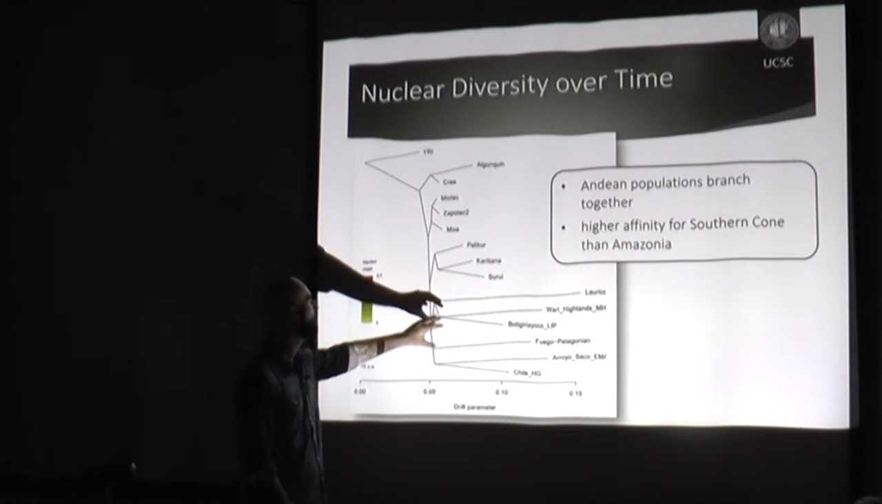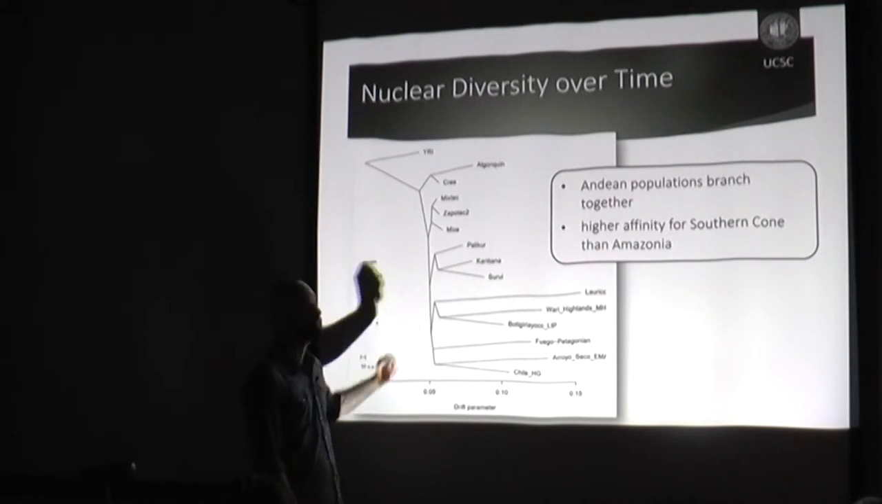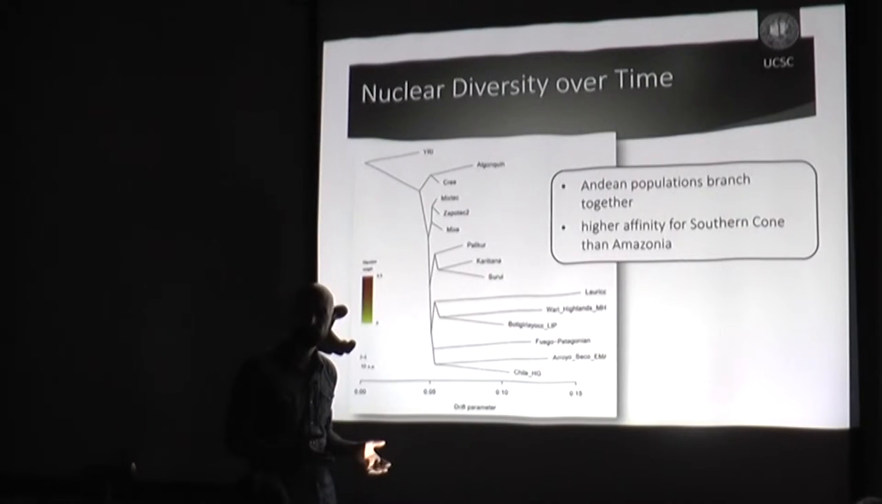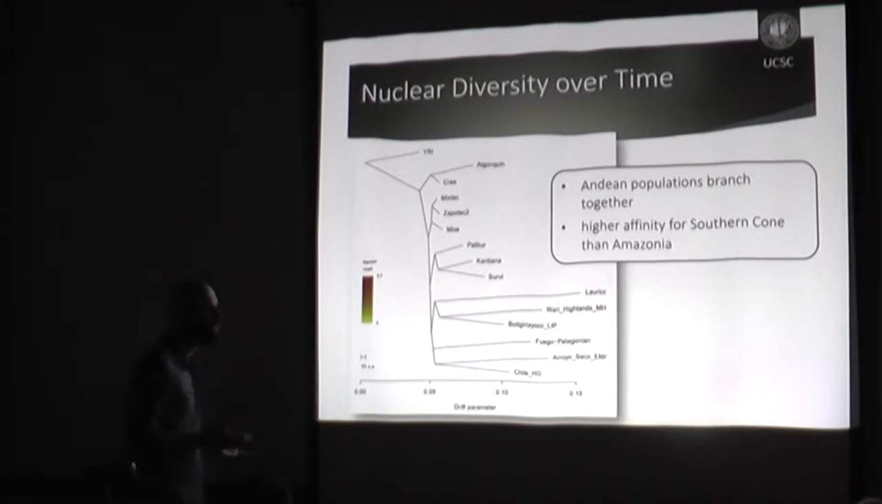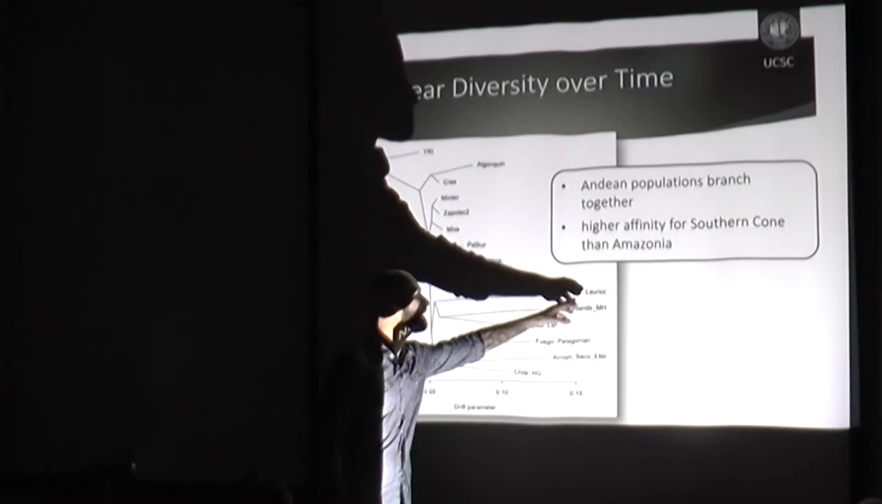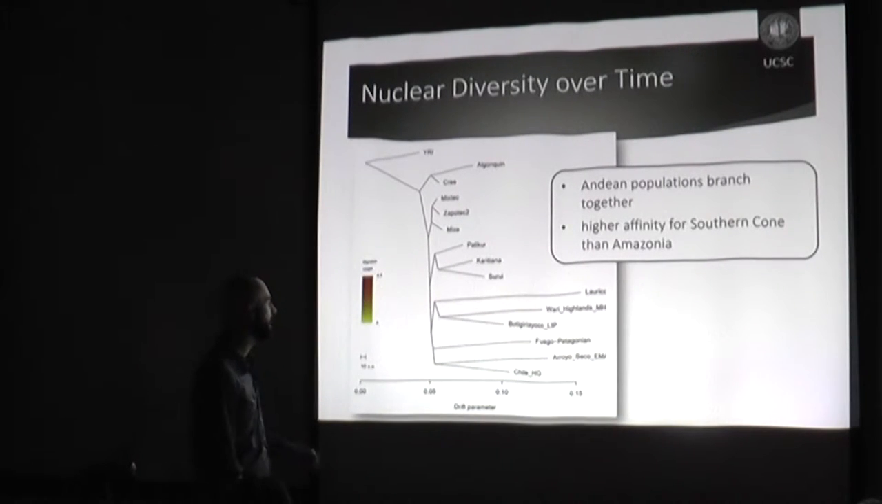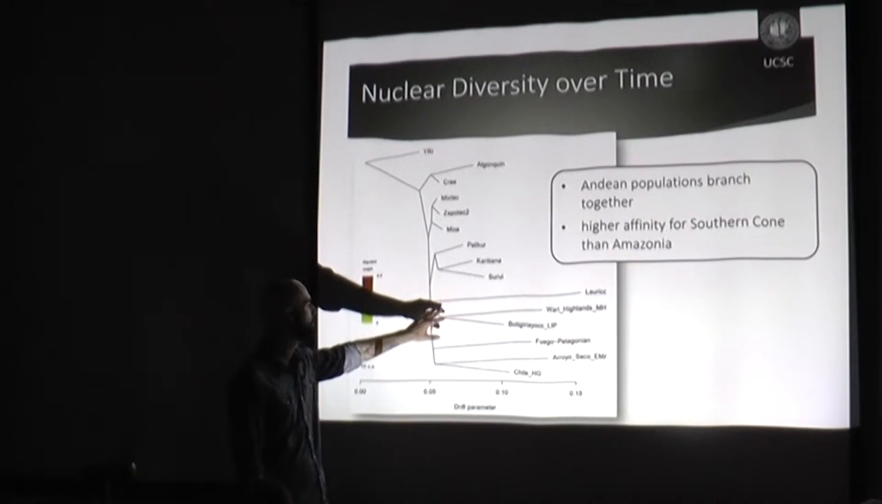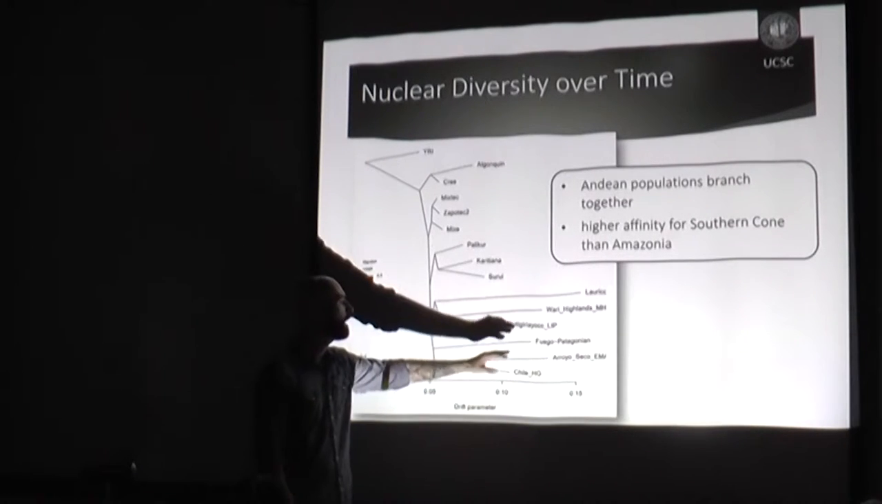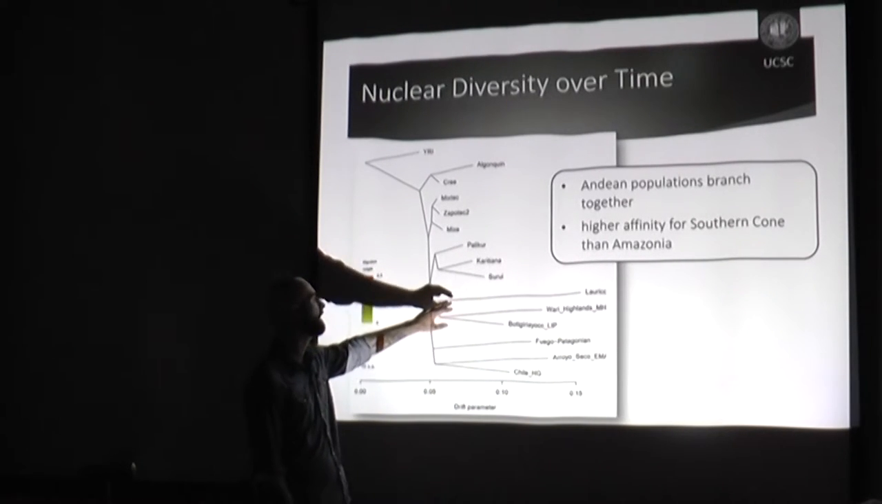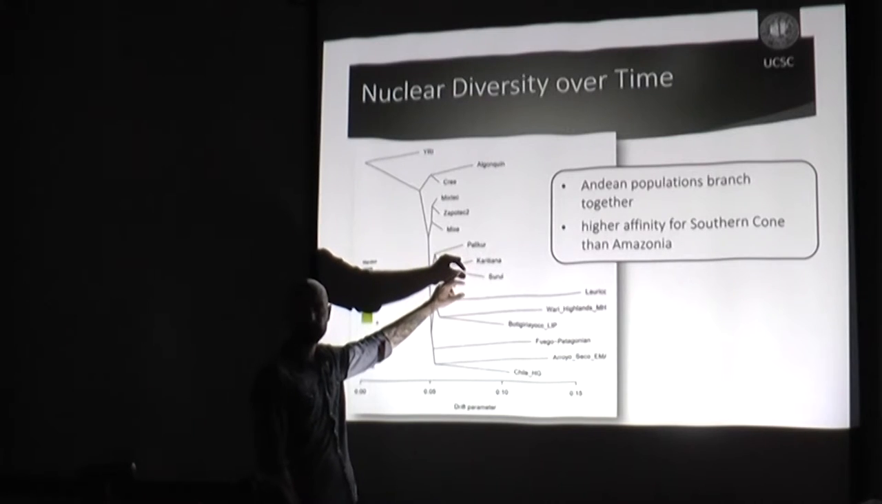So we see that all these populations branch together here in this tree, meaning they are highly related to each other, meaning that it doesn't seem like there have been any large-scale population replacements in the Andes, at least from the time when Lauricocha started to exist until the European contact. And we again also see that they are more closely related to Patagonian populations than they are to Amazonian populations that we have here.